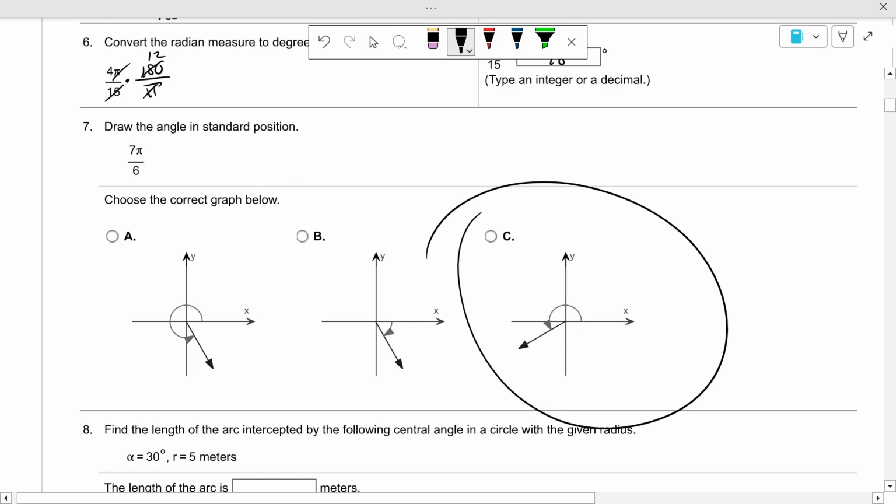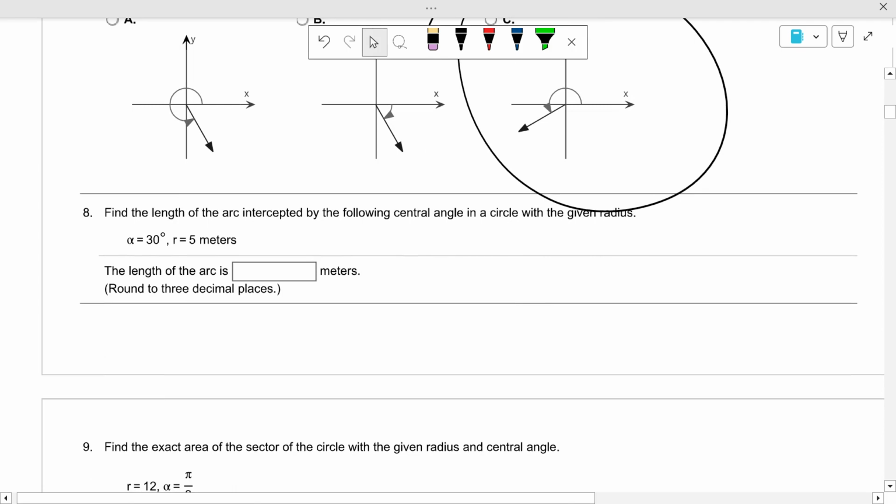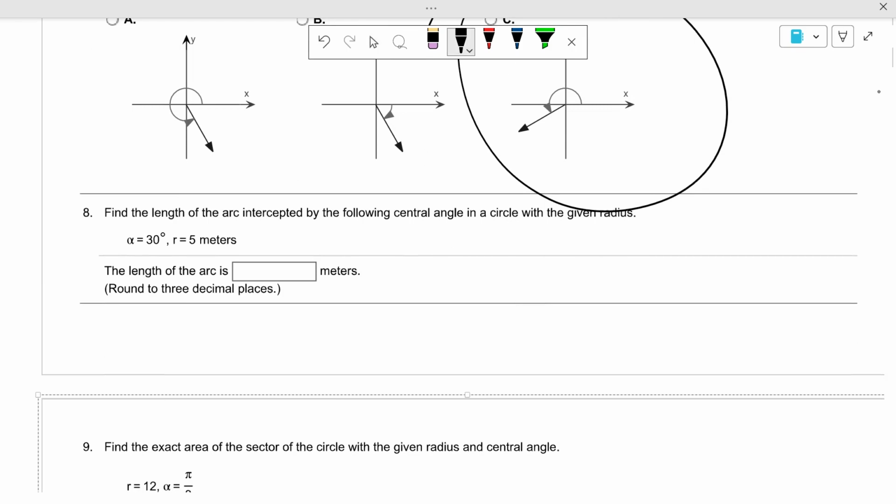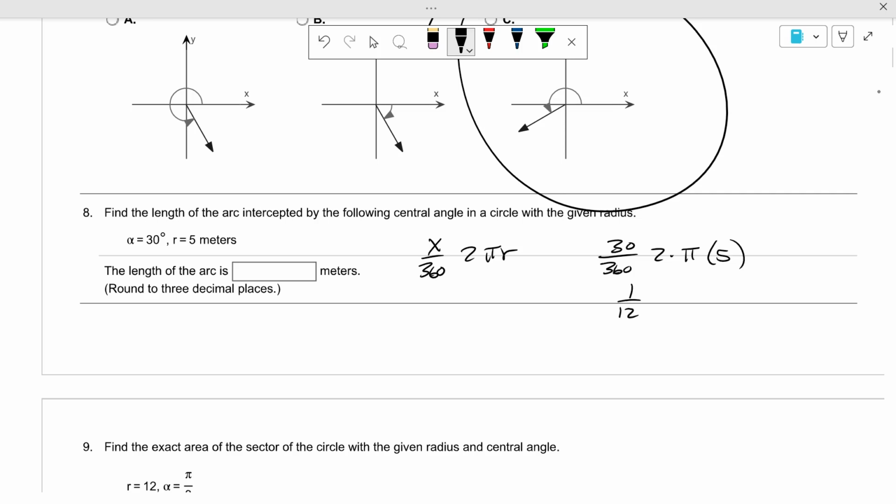7 pi over 6. Look at you in a circle. Should be easy. Okay? Arc length. Arc length is, and this is in degrees, so x over 360 times 2 pi r. So 30 over 360 times 2 times pi times 5. So it's 1/12 times 10 pi, which is 5 pi over 6. Got to round it to 3 decimal places. 5 times pi divided by 6.